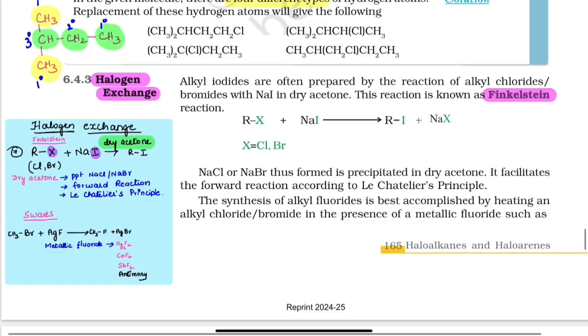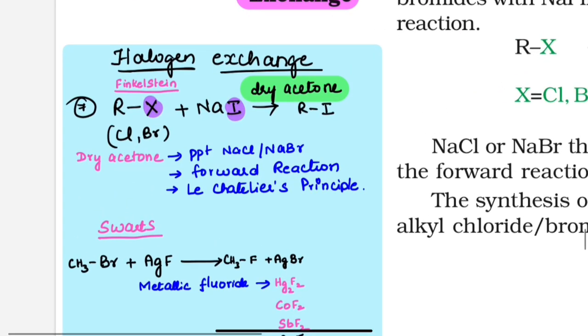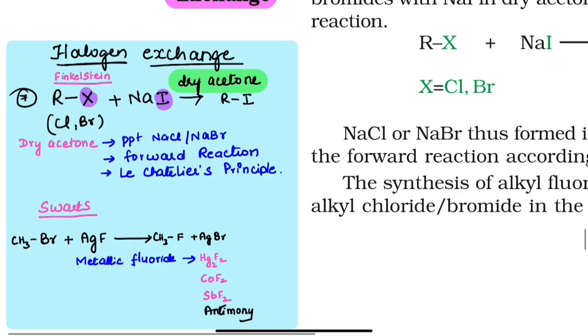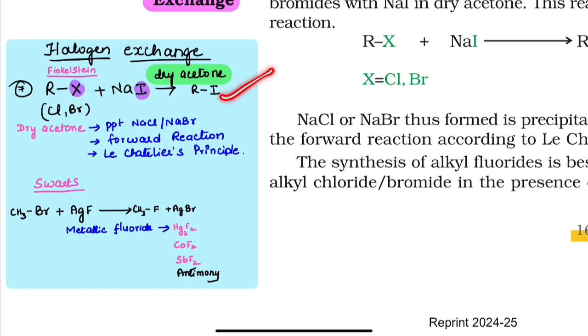So next is the halogen exchange method. Here you can see there are two very important name reactions, the Finkelstein reaction and the Swarts reaction. Students, if you need to learn the mechanism, I have done a separate video for that. If you want to know, you can go through that mechanism as well.